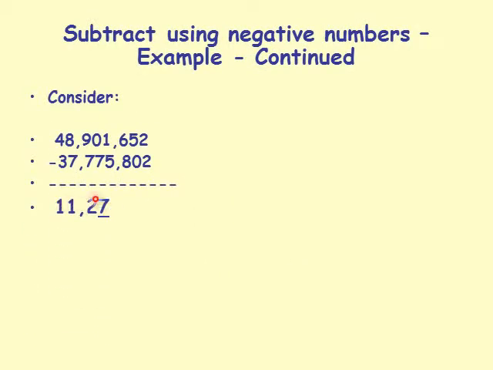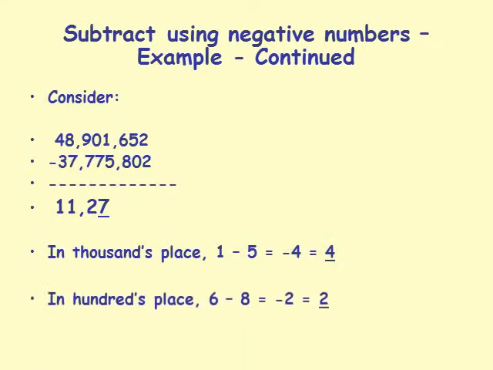So we have already computed the first 4 digits of the answer, starting from the left. Now let's go back to the thousands position here. In the thousands place, we have 1 minus 5, which is minus 4, and we'll represent that as an underscore 4.